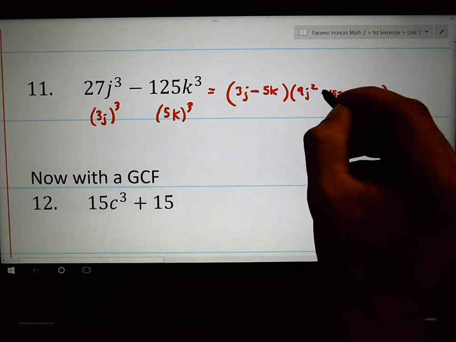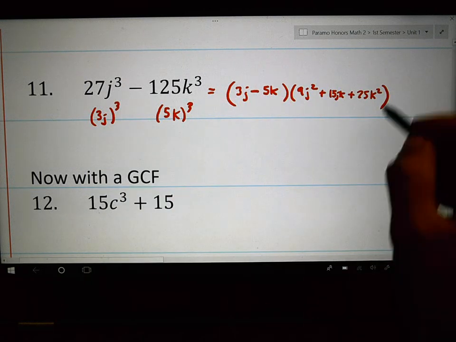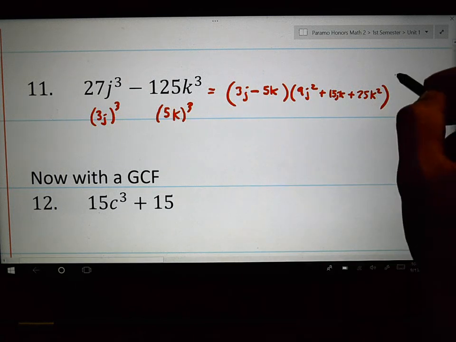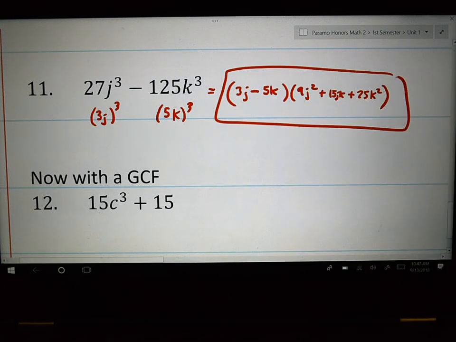Same. Opposite, always positive. This will never factor further. I can look to see if this factors further. It doesn't, but it is factored. This will multiply out to be the difference of those cubes. I mean, there's not a lot of work to do when you know the pattern.